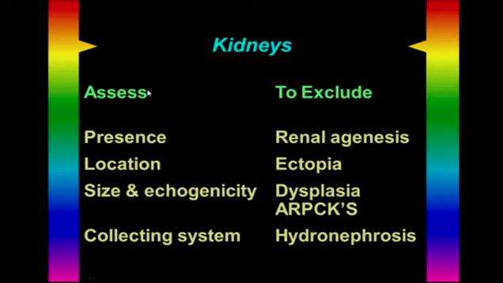We assess the kidneys first to see if they're present. They could be absent, such as with renal agenesis. We look at their location because sometimes they're present, but not in a normal location, but rather in an ectopic location. We look at their size and their echogenicity to exclude dysplasias or autosomal recessive polycystic kidney disease. And then we look at the collecting system to make sure the kidneys are not obstructed.